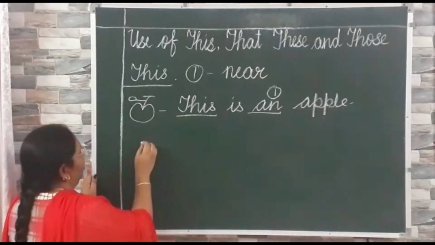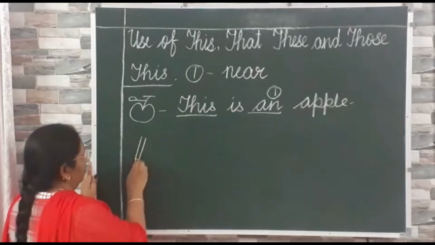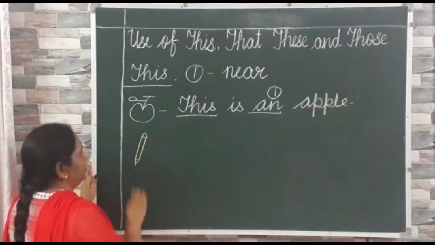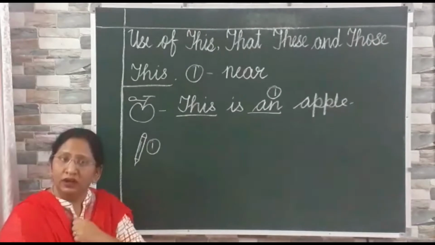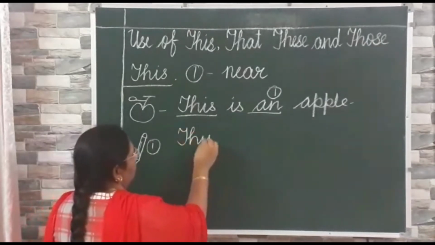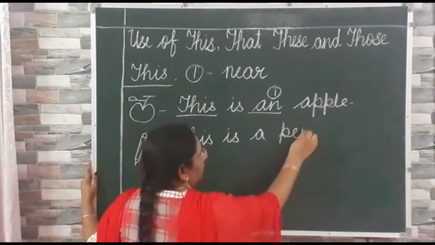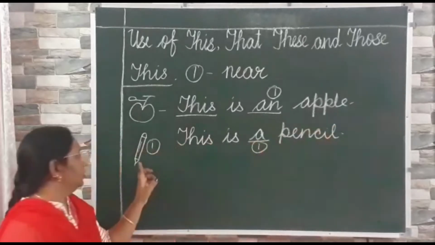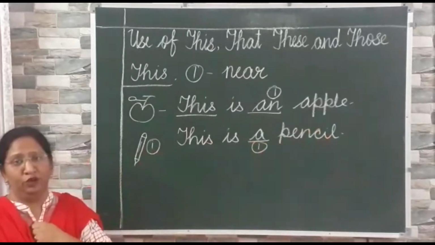Take another example. What do you see? How many pencils are there? Only one. And that is also near to me. So what will we write? This is a pencil. A means what? One. This pencil is one in counting and near to me also.